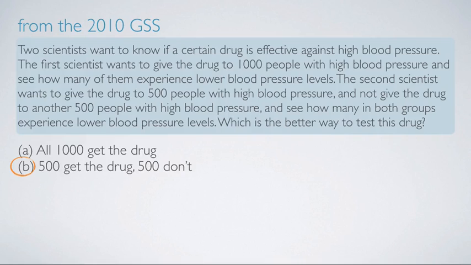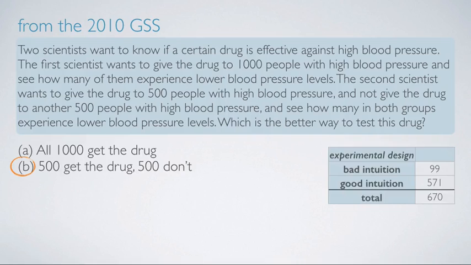This question was posed to 670 Americans within the General Social Survey in 2010, and 99 of them said that all 1,000 should get the drug. So we're going to be categorizing these people as those with a bad intuition for experimental design. And 571 of them said that 500 should get the drug and 500 should not. And we're going to be labeling these people those with good intuition about experimental design.